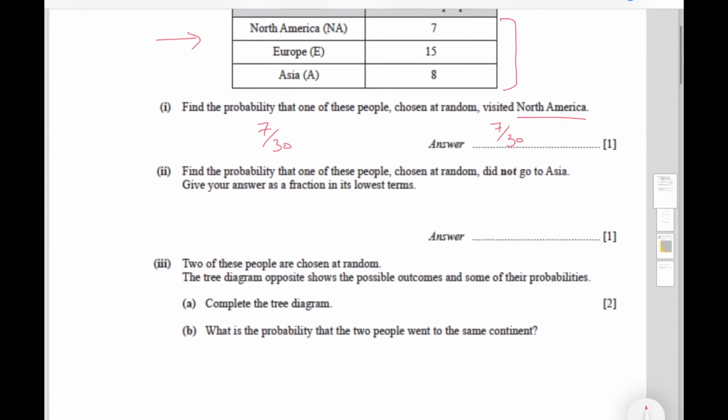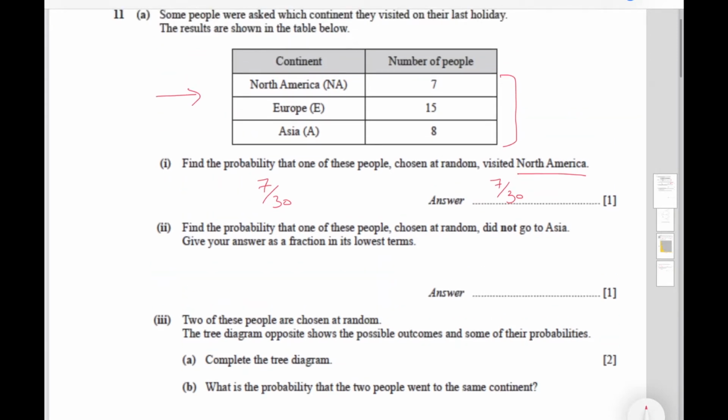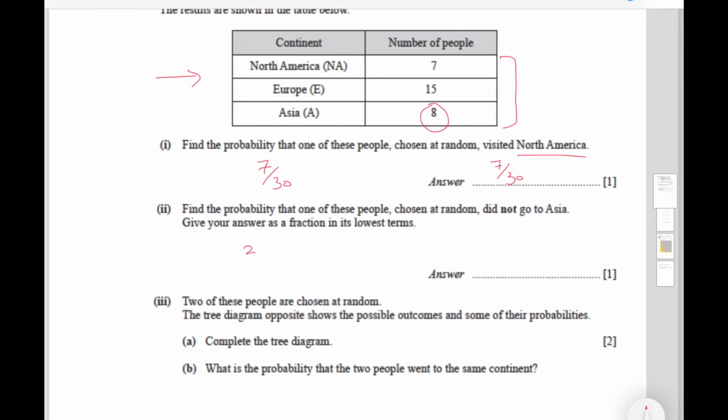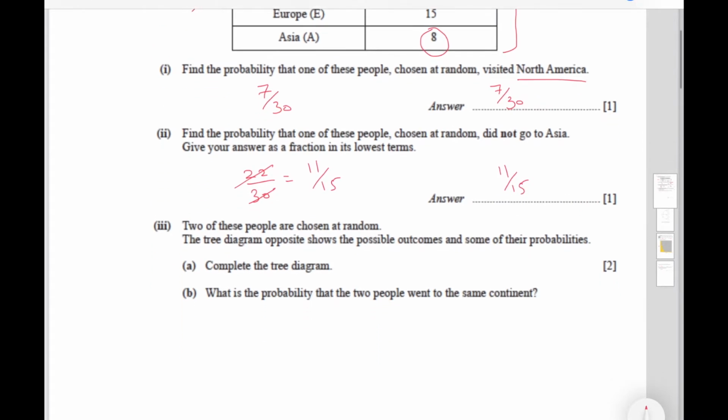The next part says find the probability that one of these people chosen at random did not go to Asia. Give your answer as a fraction in its lowest terms. So the people who went to Asia was 8 out of 30. That means who didn't go to Asia was 22 out of 30. When you subtract 8 from 30, you get 22. So it becomes 22 out of 30, which simplifies to 11 over 15. So you write your values over here, 11 over 15.